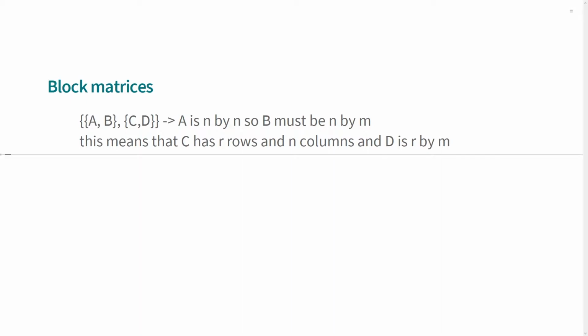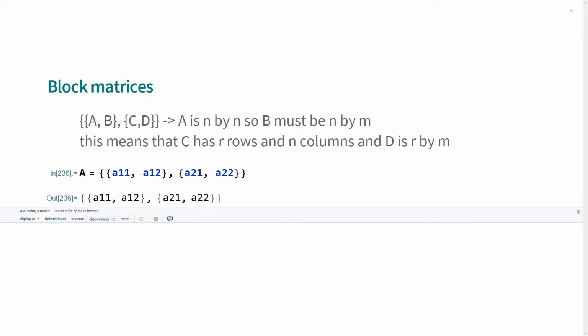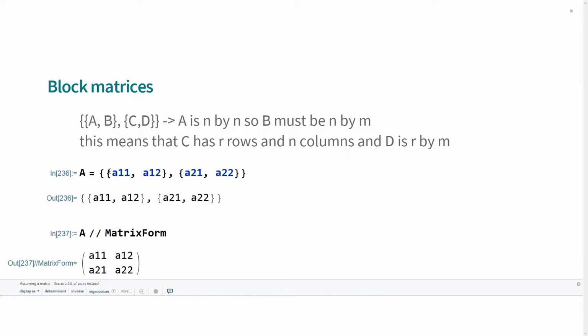Now, that looks really confusing when I write it down on the page. Let's just construct some matrices. Let's define some blocks and put them together into a matrix to see what I mean about the way the dimensions match. We're just going to generate a matrix A symbolically as A11, A12, A21, A22, and if I let that be equal to A and look at that in matrix form, you can see that we've got a 2 by 2 matrix.